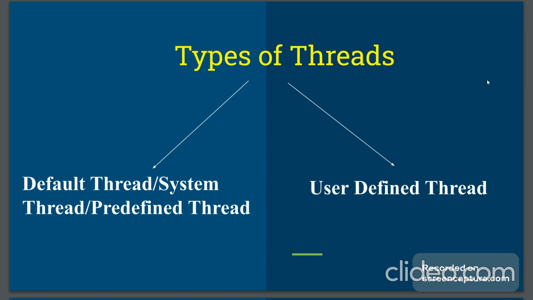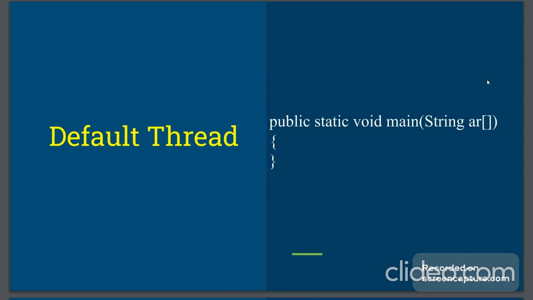Now, how can multiple threads be executed at the same time? Before that, we will understand the types of threads. There is one default thread, or system thread, or predefined thread available in our program, and the second category is the user defined thread. The default thread is always the main function in our Java program. It has opening and closing curly braces, so it becomes a thread. It is always the first thread that runs when we run the Java program.